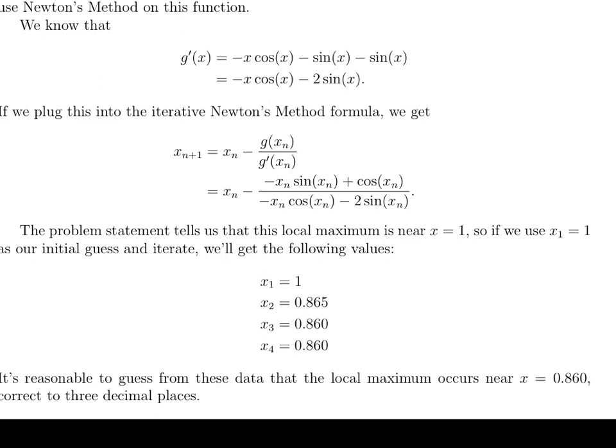So it's pretty reasonable to guess now from these data that the local maximum occurs near 0.860. And this is an answer that we get accurate to 3 decimal places. Of course, if we wanted more decimal places, then we would just carry more. But for now, this is our answer.